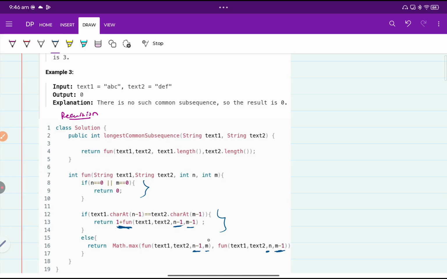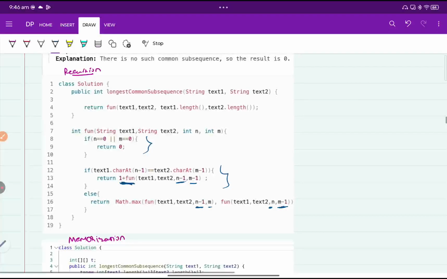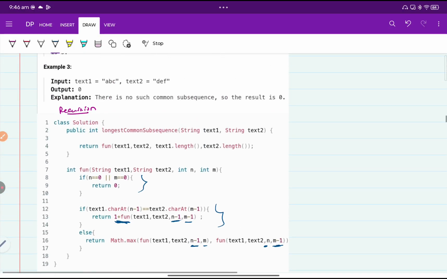In this way we get the maximum length of the common substring between string A and string B. This is what happens. After that, we discuss the code of memoization, the top down approach.